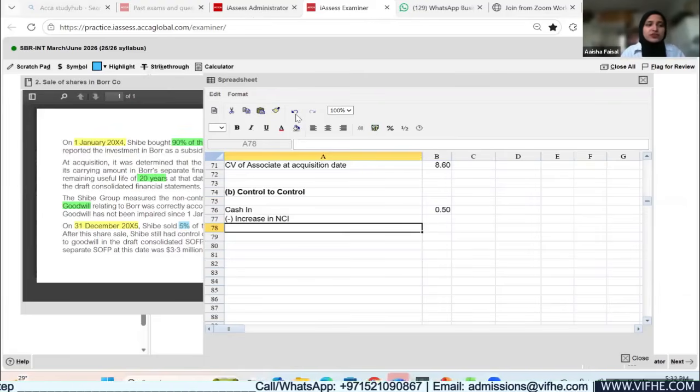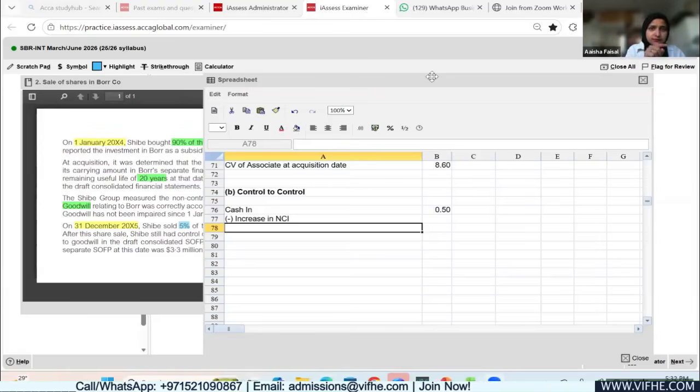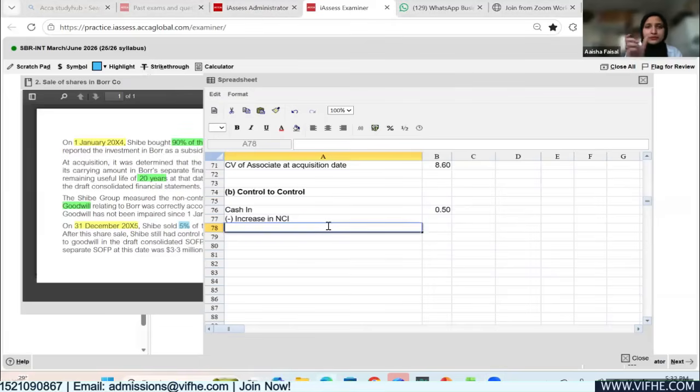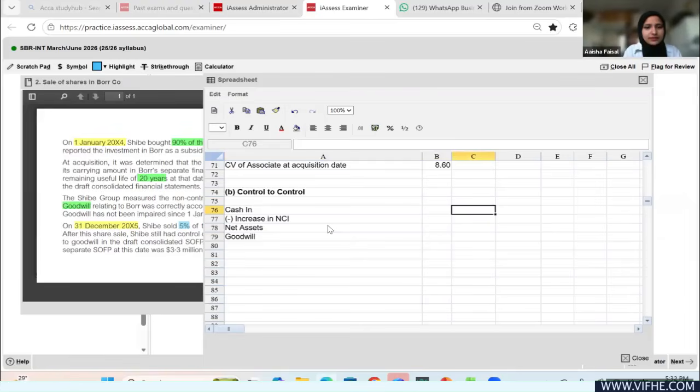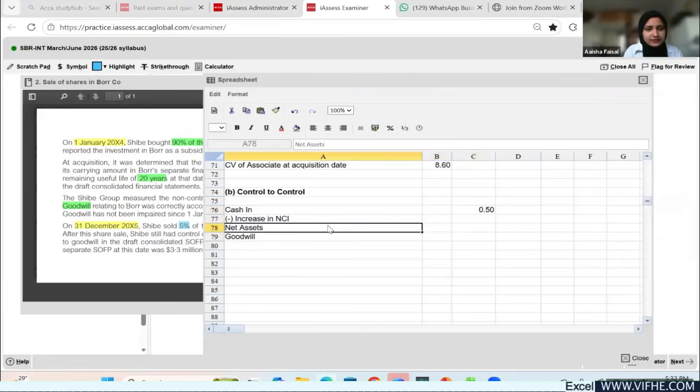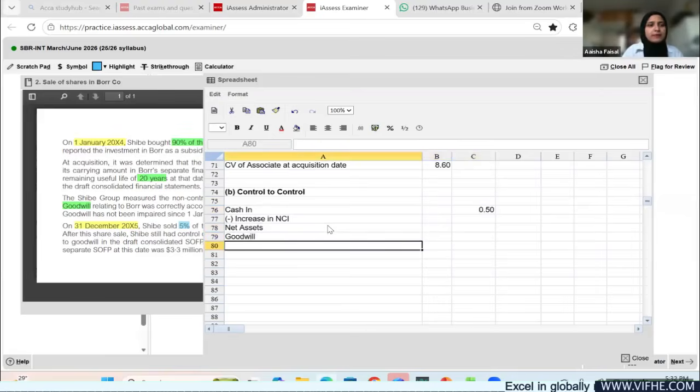Because NCI was measured using the fair value method. So if NCI was measured using the fair value method, which means in goodwill, the contribution of NCI is there. That's why NCI measurement when you do it will be net assets plus the goodwill as well. I'm taking it like a separate working altogether, within increase in NCI, I'm taking what are the elements that will come in. Okay.